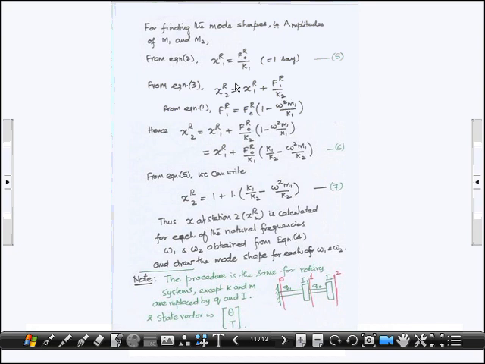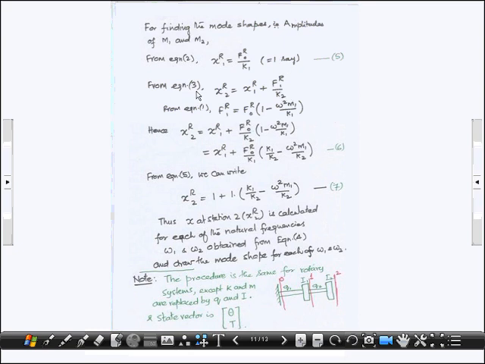The next job will be to find the mode shapes. For finding the mode shapes, you need to find x_R1, that is the displacement of mass 1. From the previous matrix, this is equivalent to F_R0 by K1. I will take this displacement as 1, because what we are interested in for mode shapes is only the ratio of the amplitudes. Let me take this as 1.